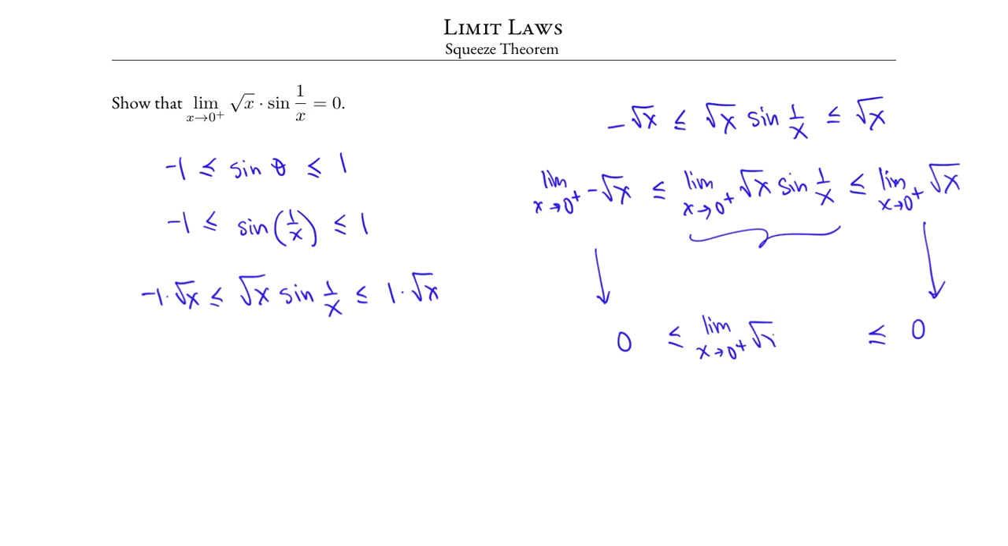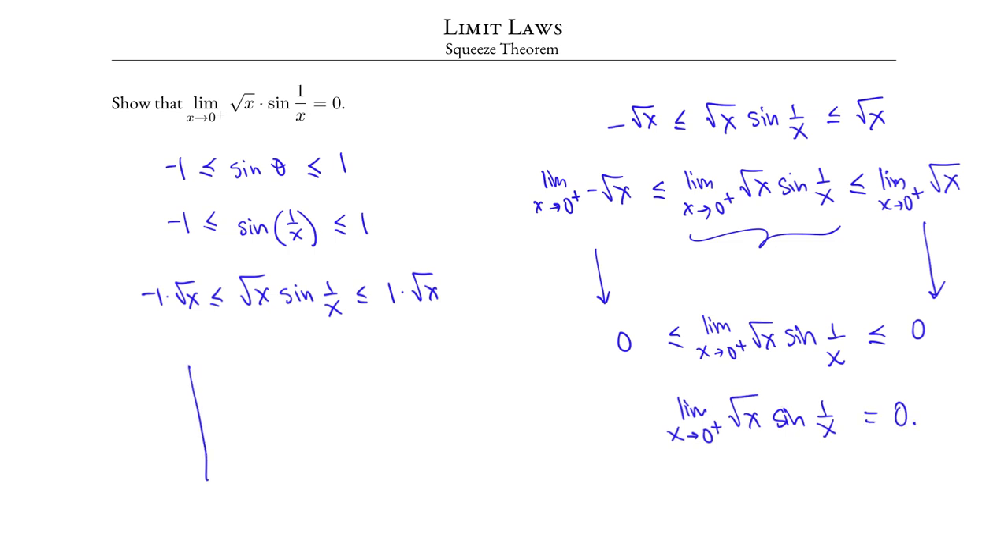Now, we rewrite the middle part. It is not that we evaluate the limit of the middle part, but we simply rewrite it. Whatever the limit is, it is being pinned between two numbers, 0 and 0. And if it is being squeezed between 0 and 0, then it has to be 0. So the limit as x goes to 0 from the right-hand side of the square root of x times sine of 1 over x is 0.